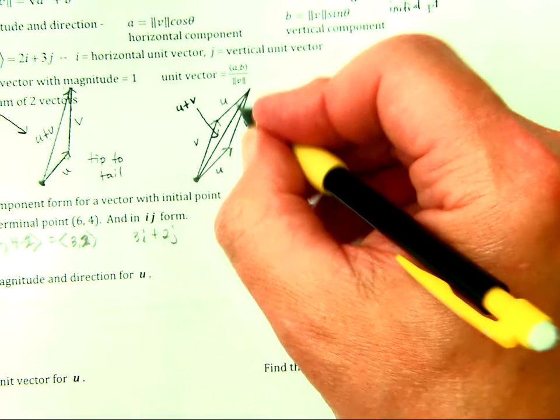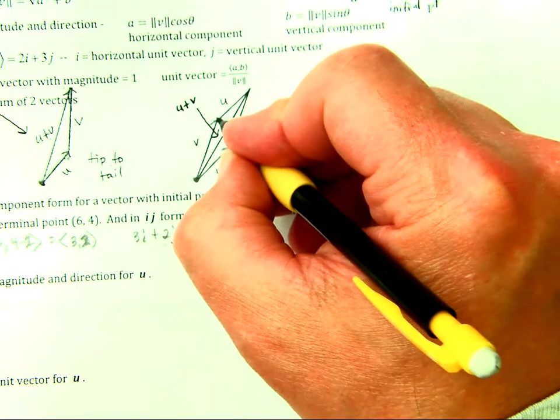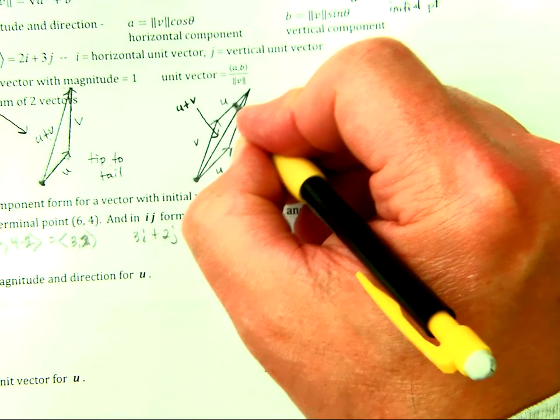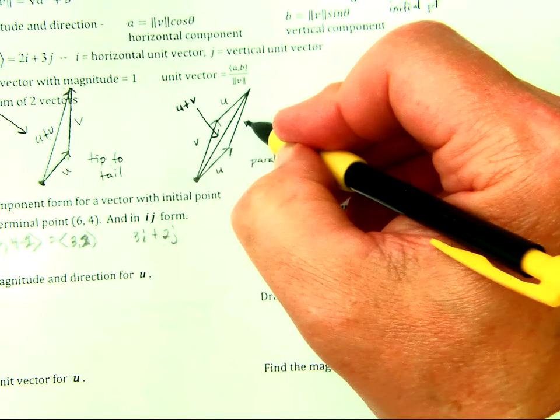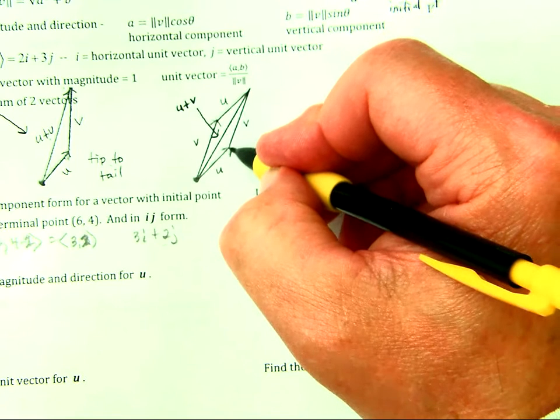Now I'm going to make a parallelogram. So if this is U, the opposite side is U. It's equal and parallel in a parallelogram. Then if this is V, opposite it is another V.